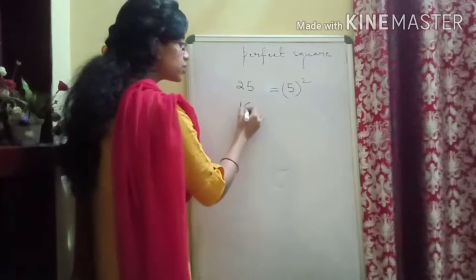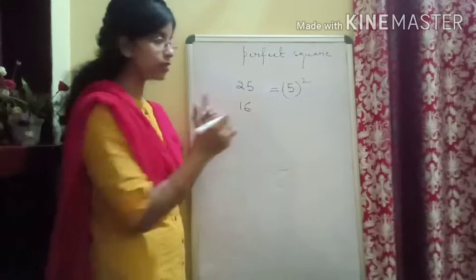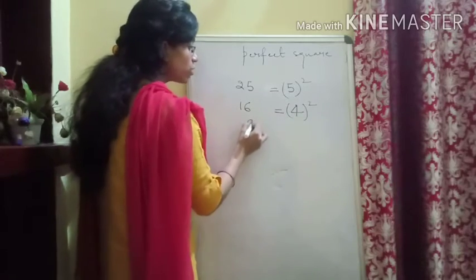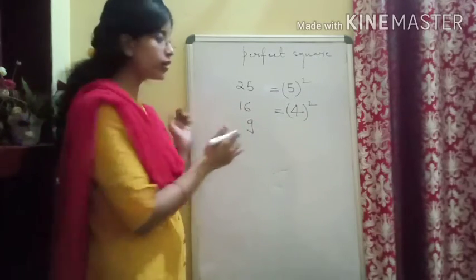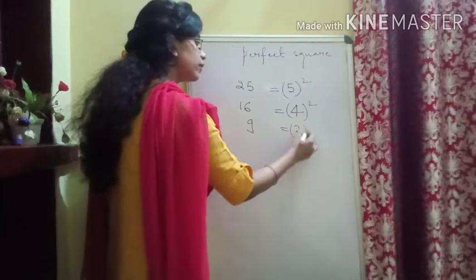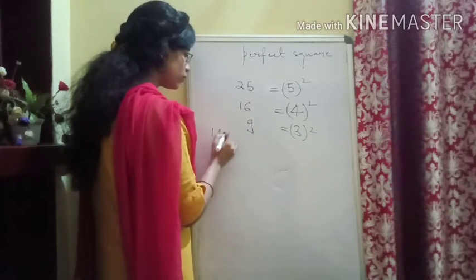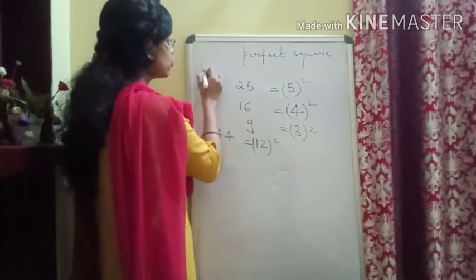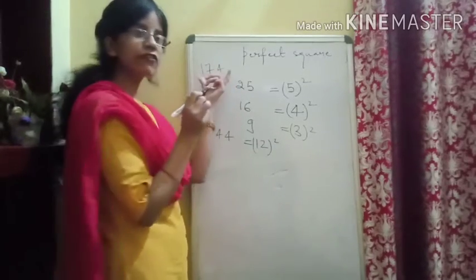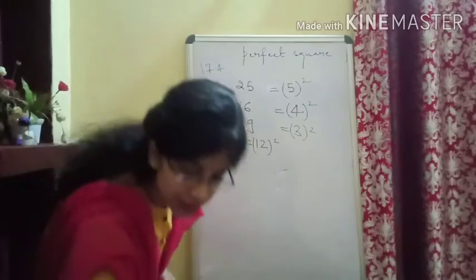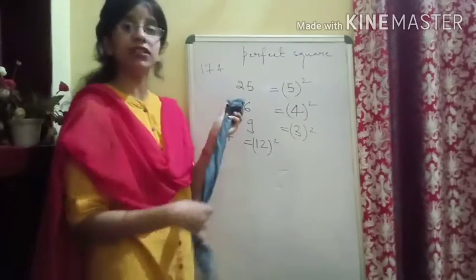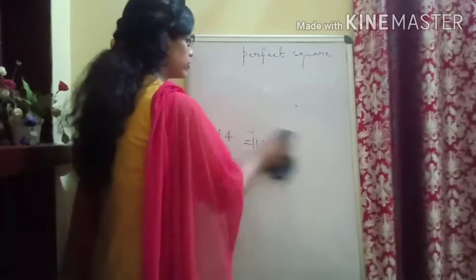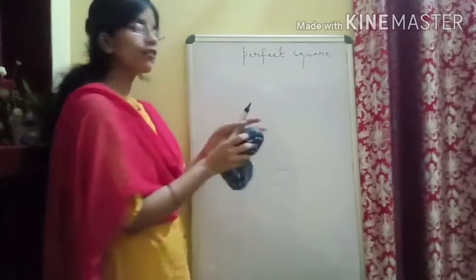If I ask you 16, is it a perfect square? Yes, it is a perfect square of 4. If I ask you 9, is 9 a perfect square? Yes, it is a square of 3. If I ask you 144, is it a perfect square? Yes, it is a square of 12. If I ask you 174, is it a perfect square? No, we cannot write this number as a square of some other number, and that's how it is not a perfect square.